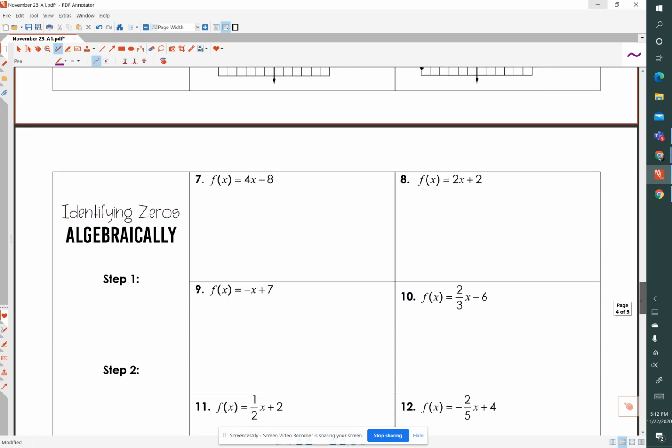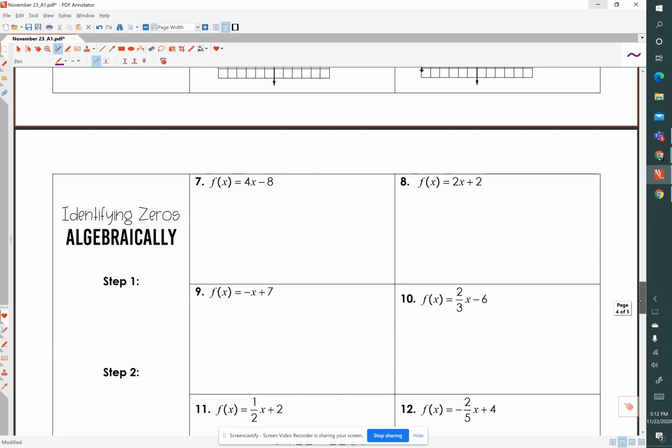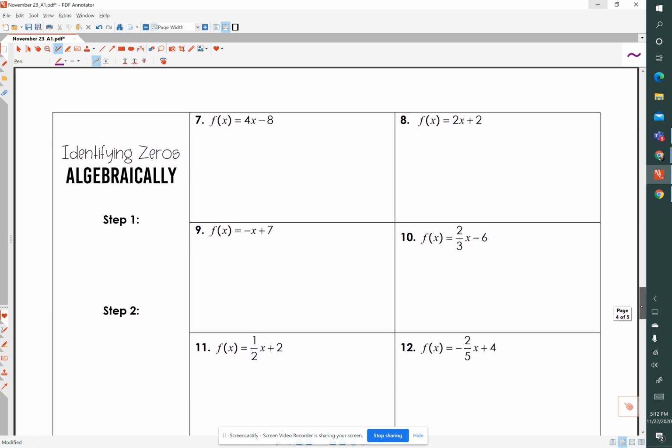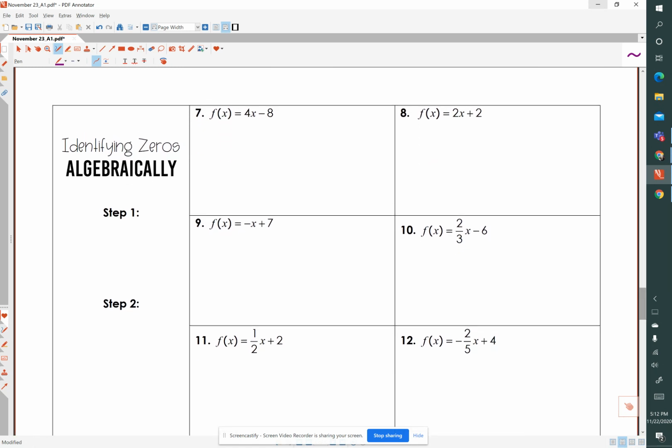Now, if we don't have an opportunity to look at the graph, we can identify the zeros algebraically by following 2 steps. The first step is to set the function equal to 0. And then solve for x.